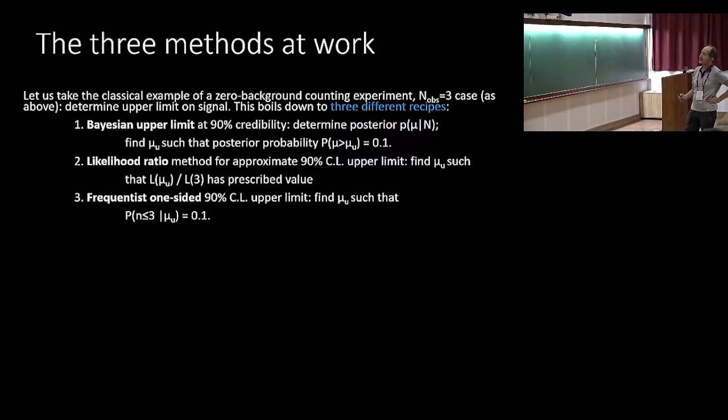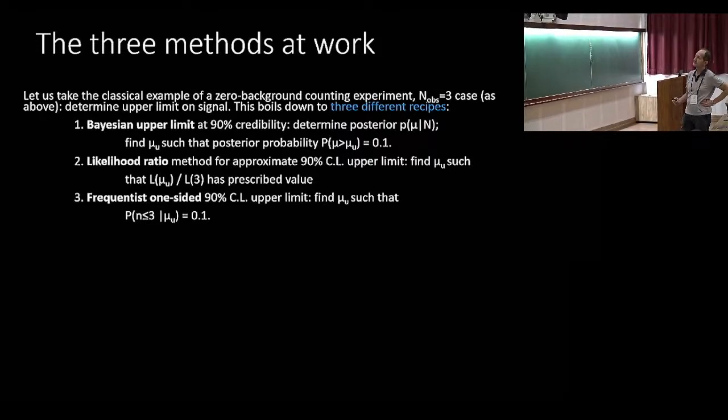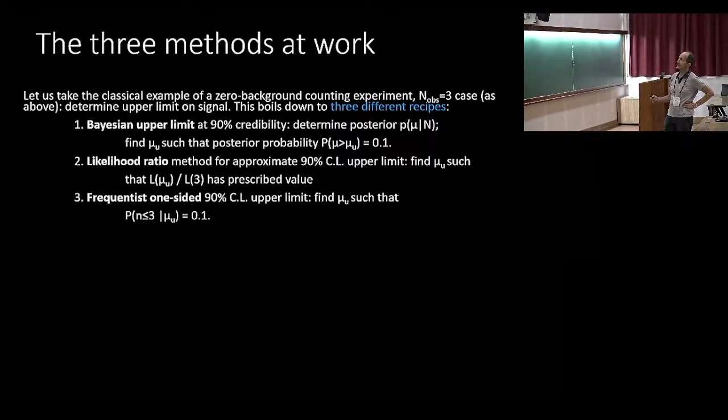So I want to go through a very quick, stupid example of a zero background counting experiment. We discussed this kind of thing earlier, where we observe three events. We already discussed this particular case, so we want to determine the upper limit on the signal. Here is just to show how the methods differ. And let's take a 10% type 1 error rate. The Bayesian upper limit will determine a posterior, and then we'll find the upper point of the true value mu such that posterior probability is 10%.